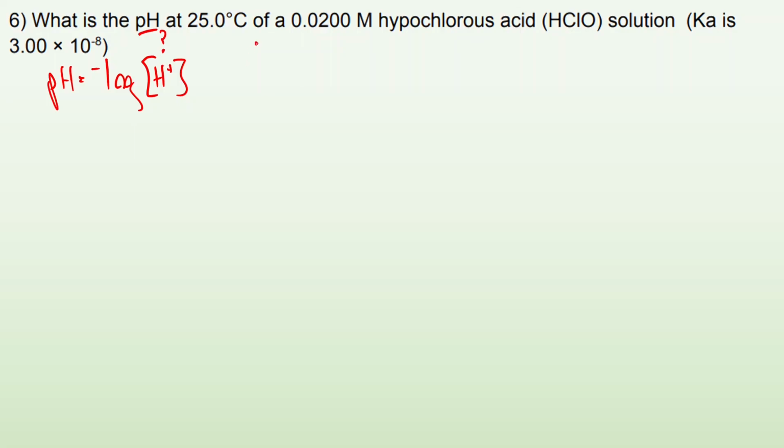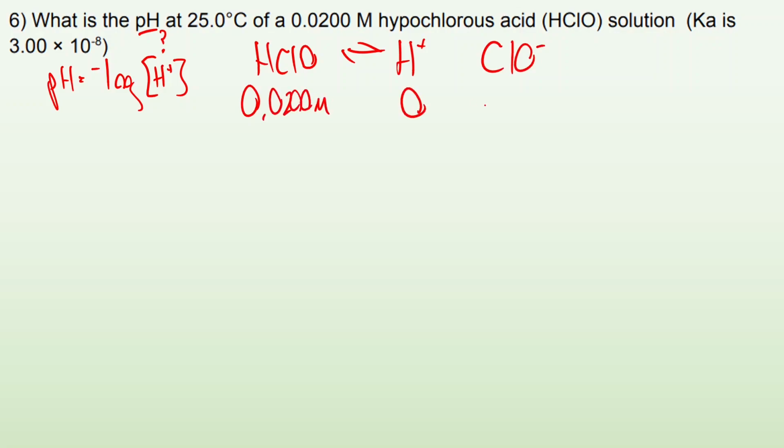So, all right, I start with HClO, and it's going to be in equilibrium with H plus and ClO minus. So I started with 0.0200 molar and no H plus and no ClO minus, right? I'm going to do an ice box. So how much did it change? Well, some amount of HClO got used up.